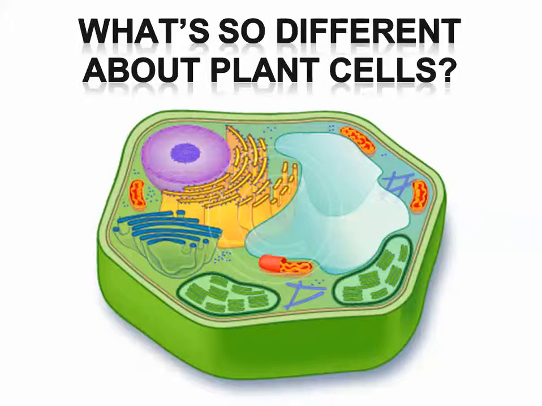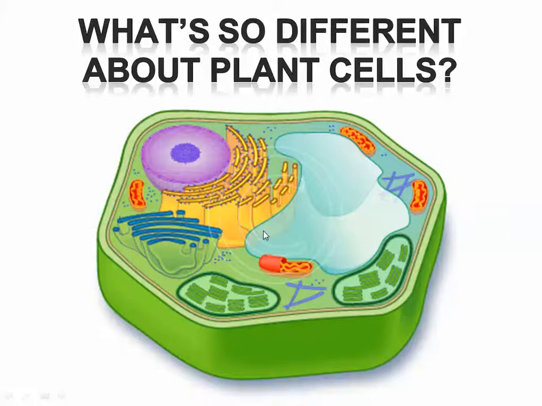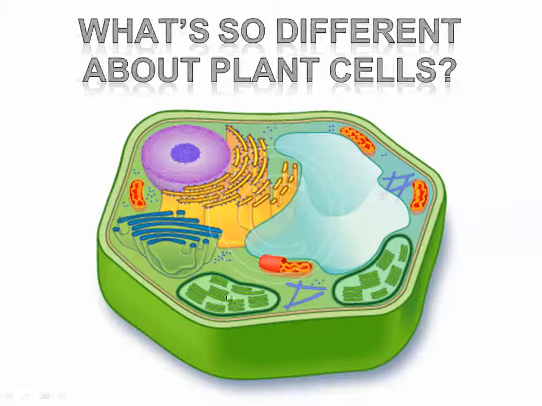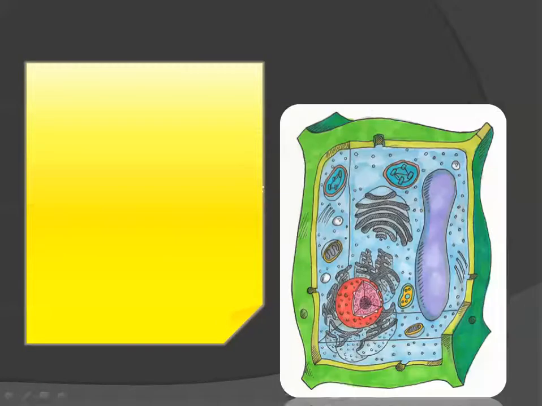So what's so different about plant cells? Let's start. Can you identify a few things here? This looks different. This area here looks different. This looks different. And this looks a little thicker out here. Good job. You've identified it. So here are the 3 C's.